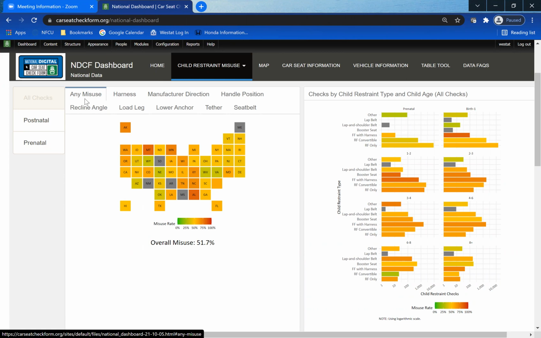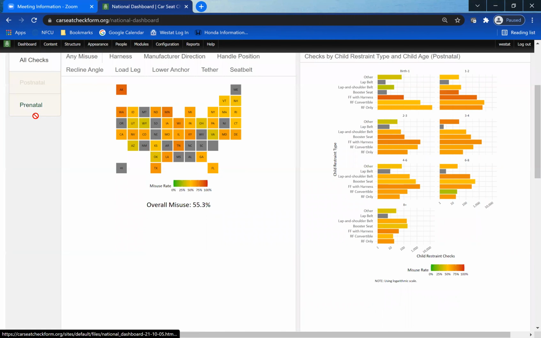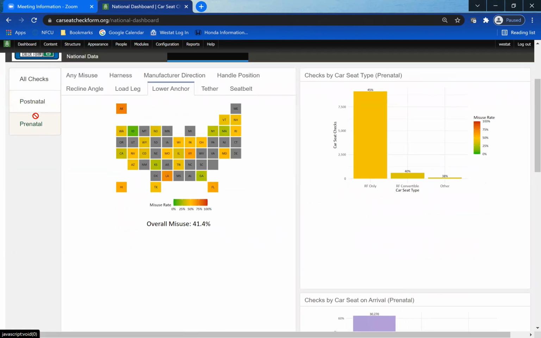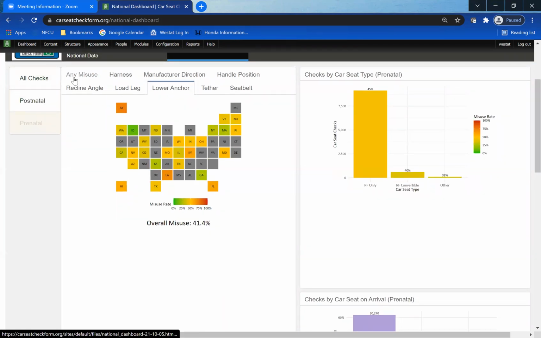However, you can click on different categories on the left-hand side to toggle between all checks, postnatal checks, and prenatal checks. Then across the top, you can select the different types of misuse categories, including harness misuse, load leg misuse, or lower anchor misuse.